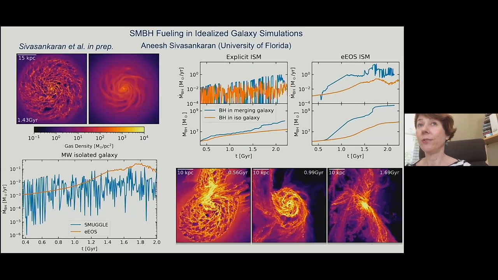So that is my 5 cents. I, as probably everybody in the conference, wish binaries to merge so that eventually they can coalesce and be observed as gravitational wave sources. But that optimism to the side, we should understand these effects. So that's my cautionary note.